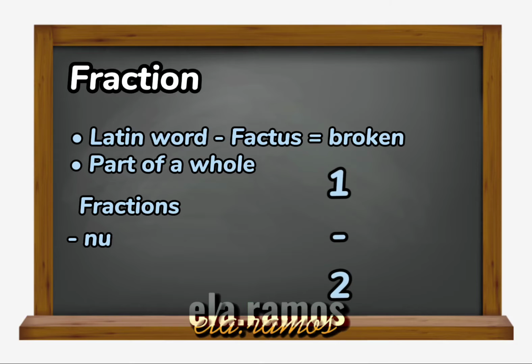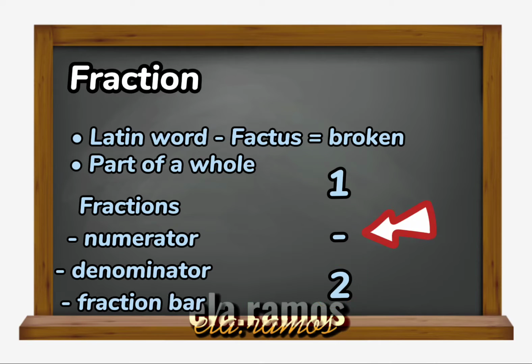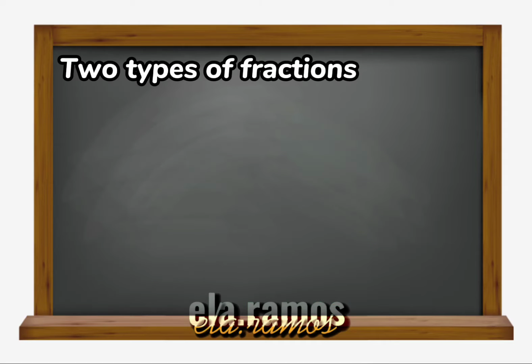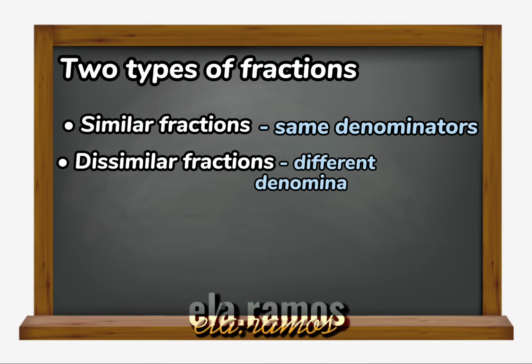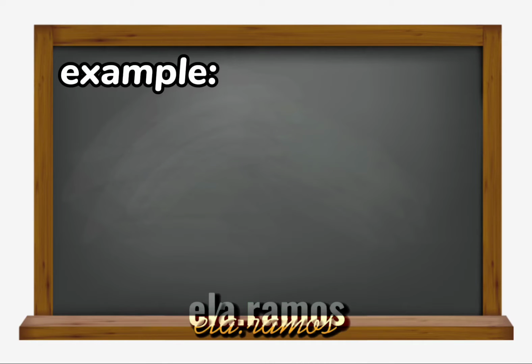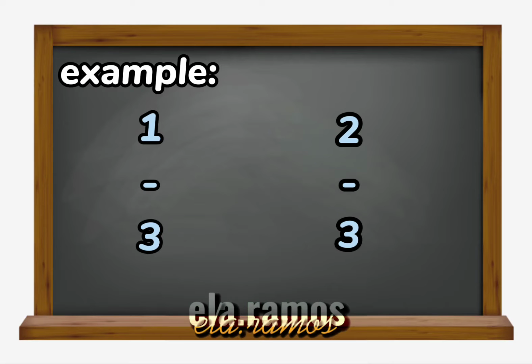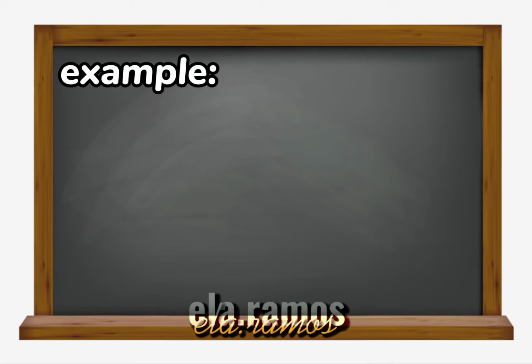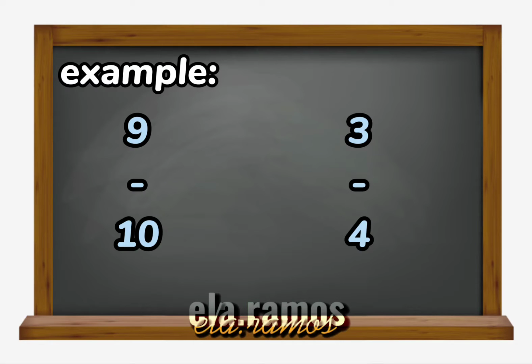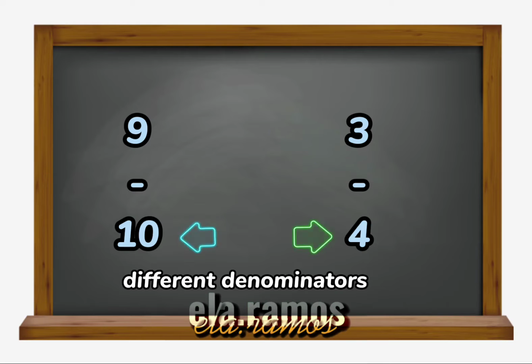It contains a numerator, a denominator, and a fraction bar. There are also two types of fractions: similar fractions and dissimilar fractions. Similar fractions have the same denominators, while dissimilar fractions have different denominators. Example, 1/3 and 2/3 are an example of similar fractions. Now for the dissimilar fractions, 9/10 and 3/4 are an example of dissimilar fractions.